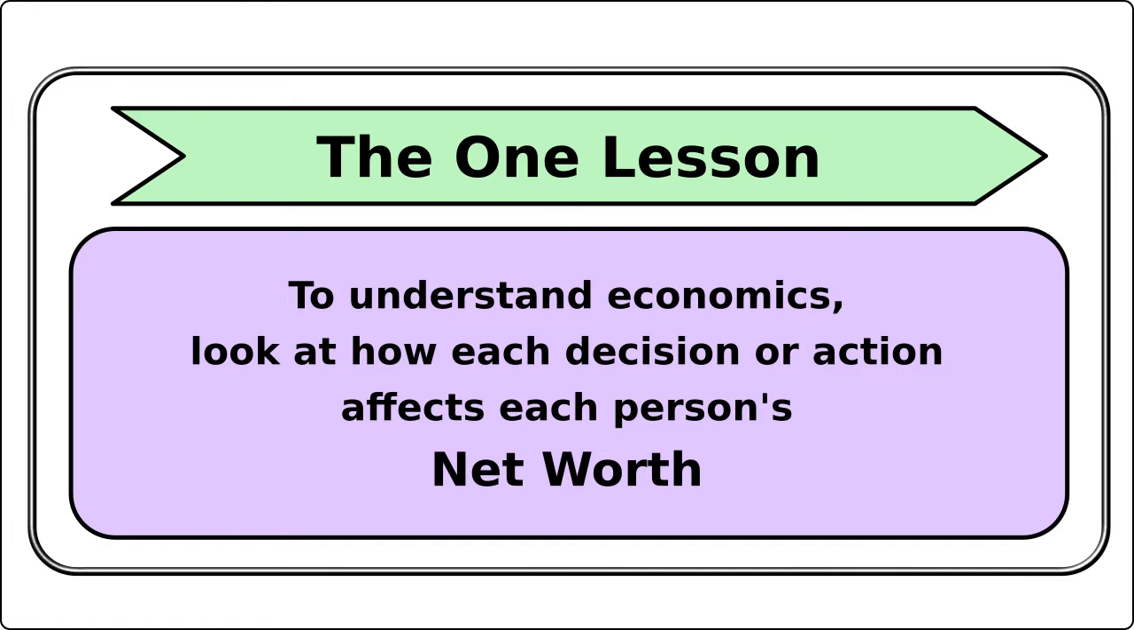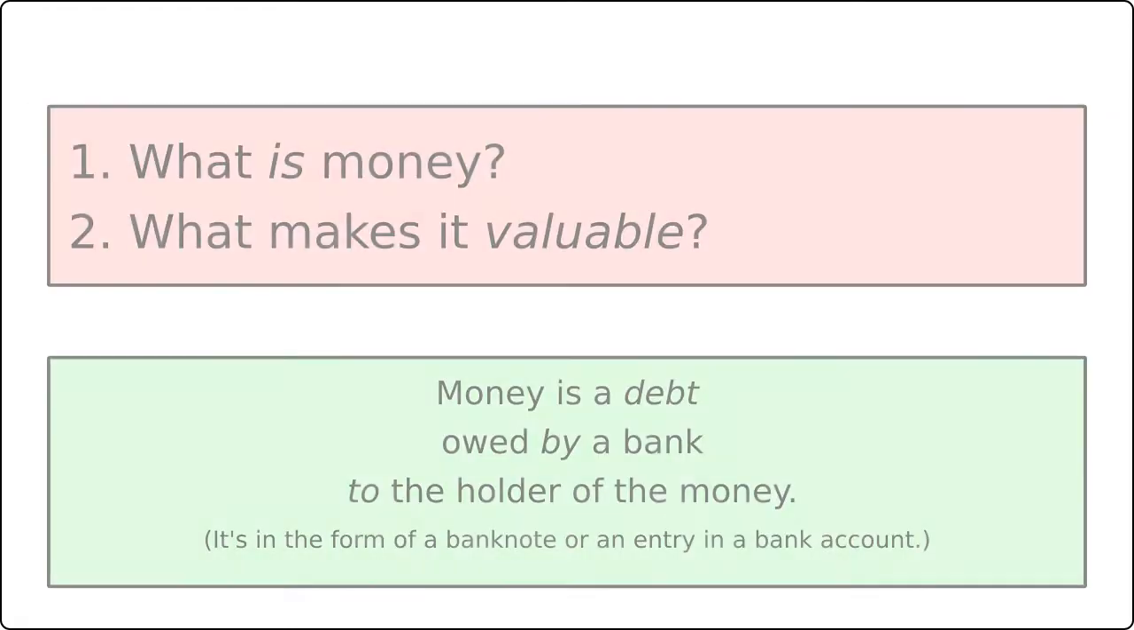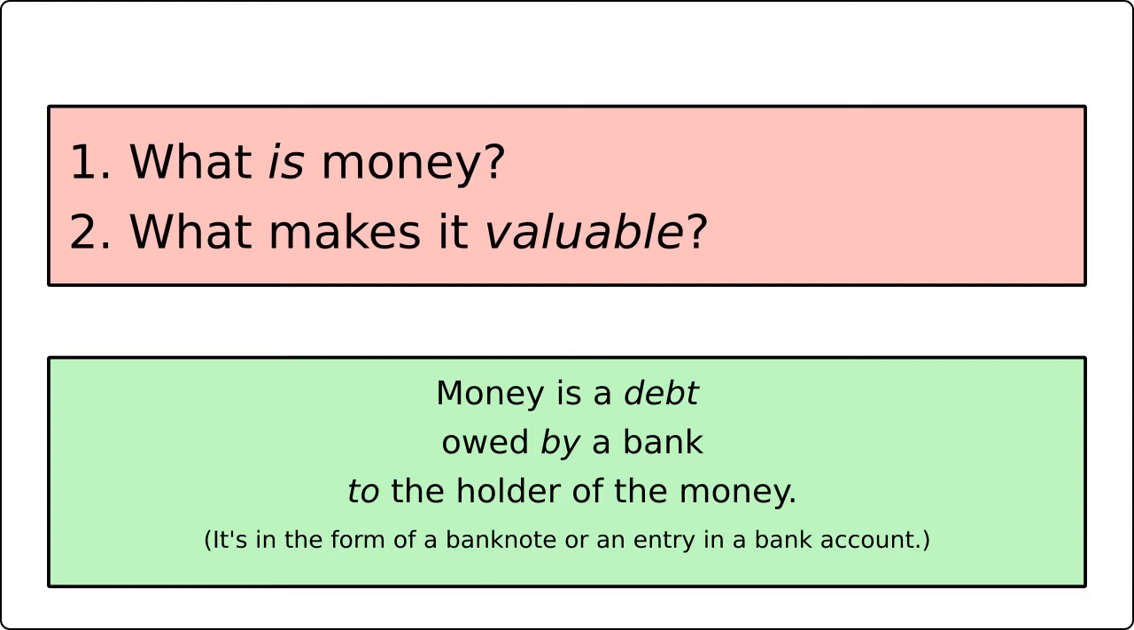Remember, the One Lesson is, to understand economics, look at how each decision or action affects each person's net worth. We can actually use the same answer for both of our questions. Money is a debt owed by a bank to the holder of the money. It's in the form of a banknote or an entry in a bank account. It answers the question of why money is valuable because debts increase the net worth of the creditor, and of course also decrease the net worth of the debtor, in this case the bank.